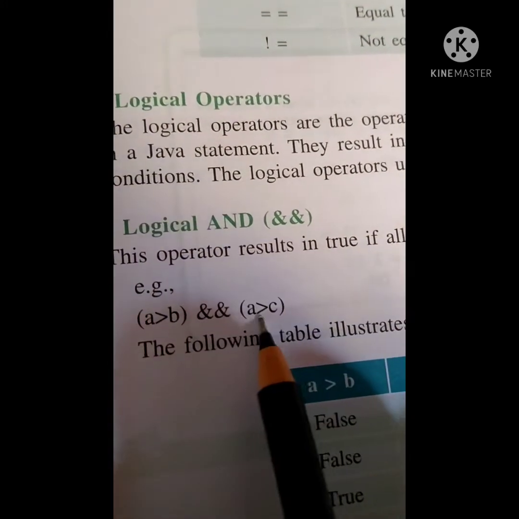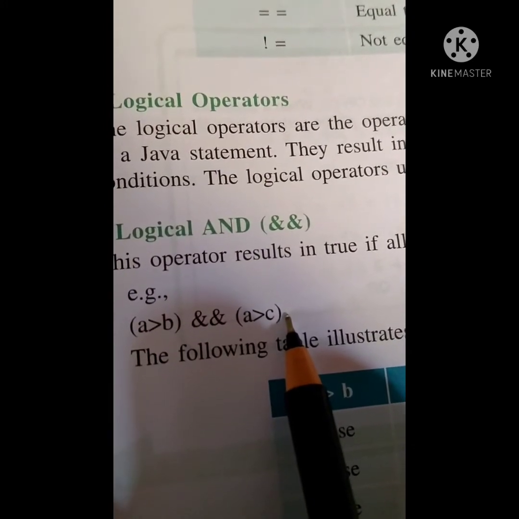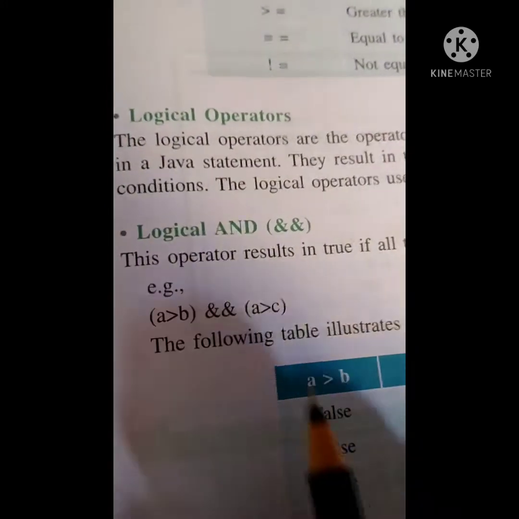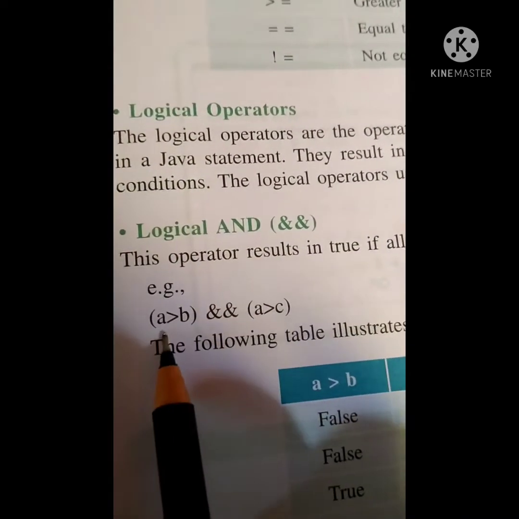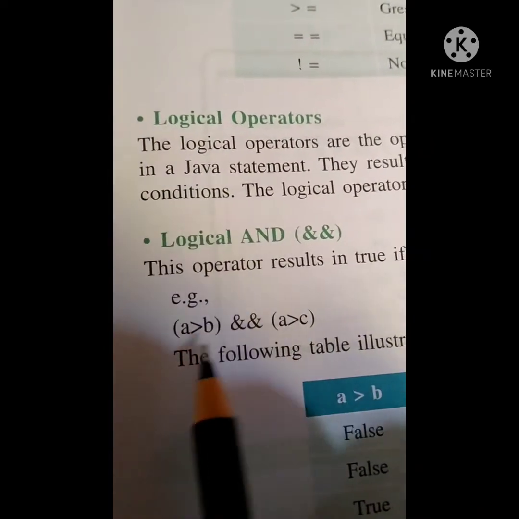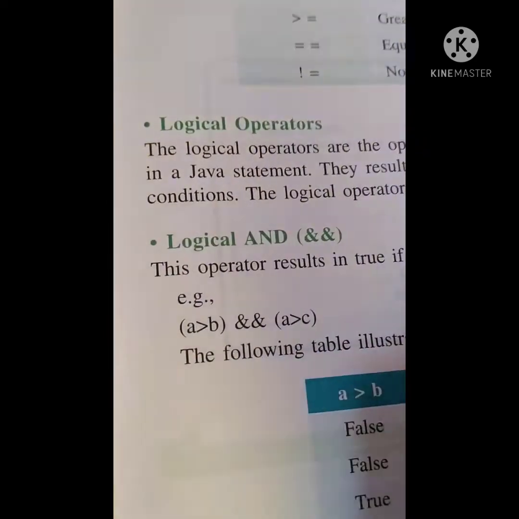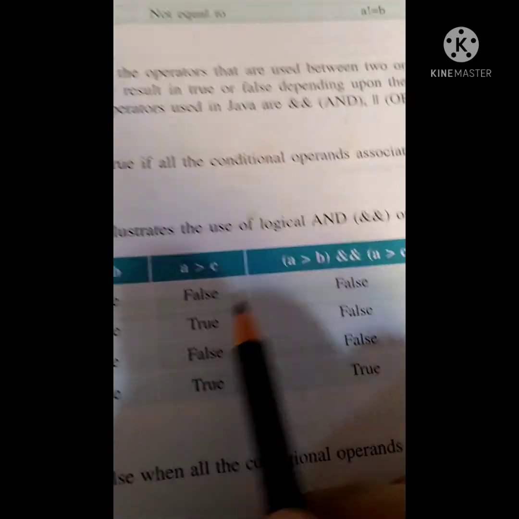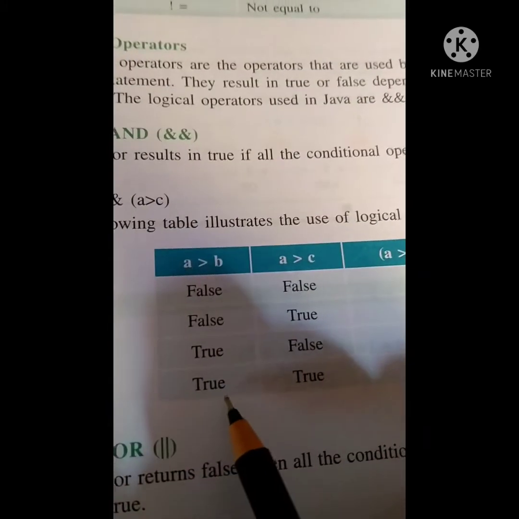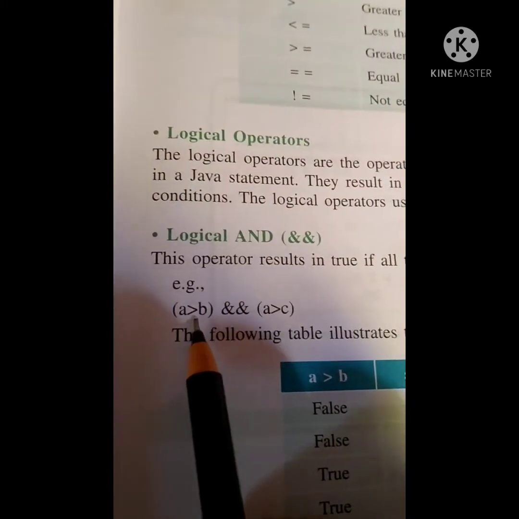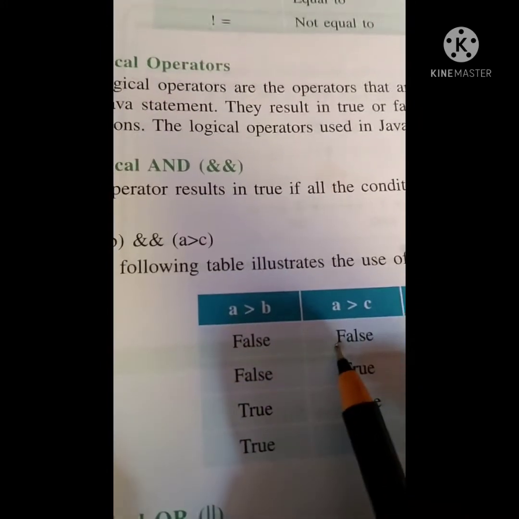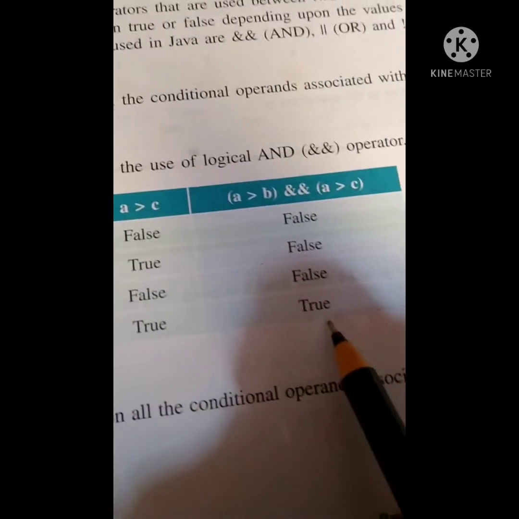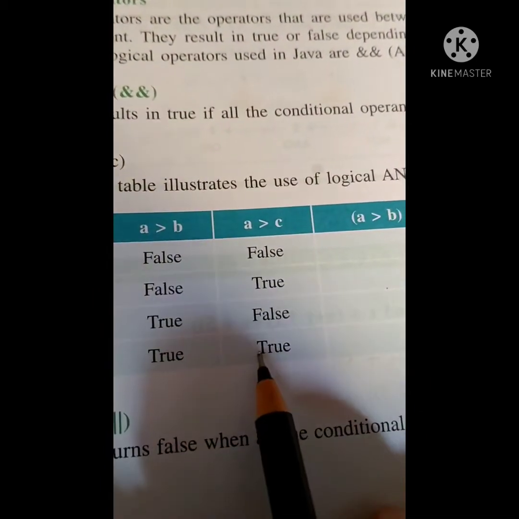Both the conditions should be true. This is like intersection in set theory: both conditions should be true, then A will be the greatest number. So in the truth table, false false false, false true false, true false false, true true true. It will be true only if both the conditions are true, otherwise in all cases it will be false.